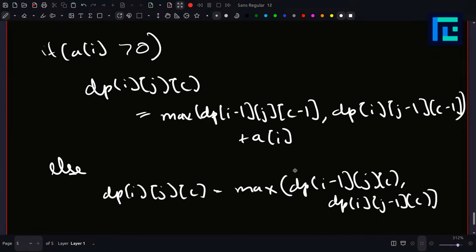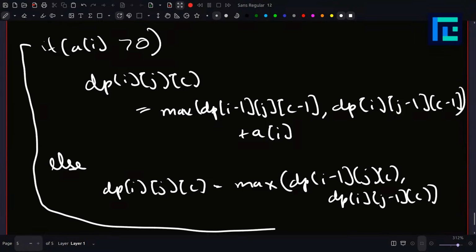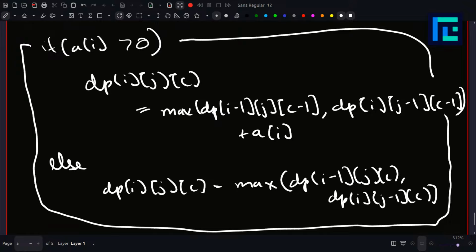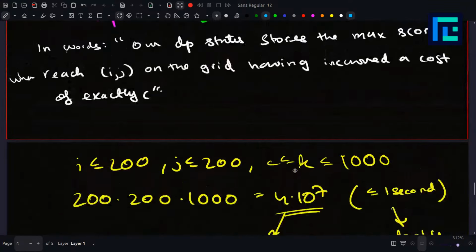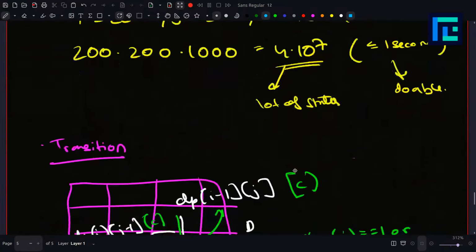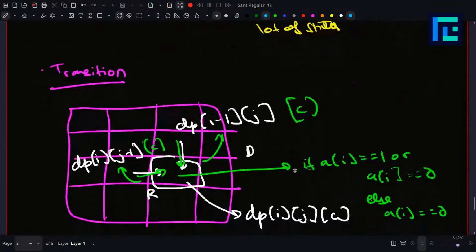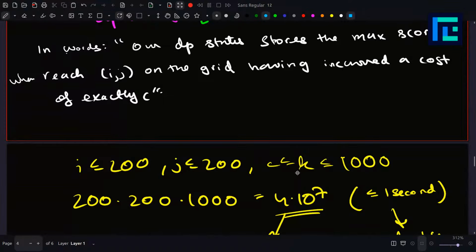This is our simple transition, and as you can see, it is very straightforward. Only basic operations, addition and one max operation, we are doing. So the transition is big O of 1. The number of states is n into m into k, and the transitions are big O of 1 using all basic operations. So even if it's 4 times 10 power 7 states, since we're using all basic operations, the transitions will not be much.